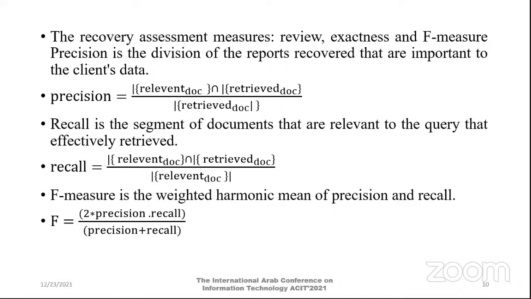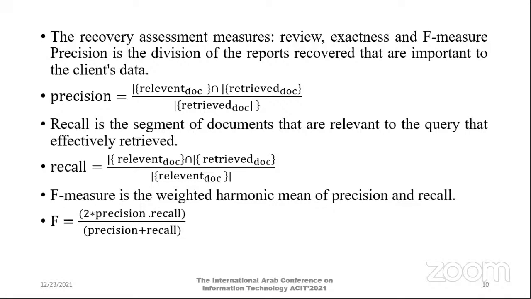The F measure gives the precision and the recall that are important to the client data. Whatever document is relevant to the particular product or review is integrated with the retrieved documents. The total number of retrieved documents gives the precision, whereas recall is the segment of documents relevant to the query that is effectively retrieved in the particular review products. So precision and recall are used for the exactness of the F measure.